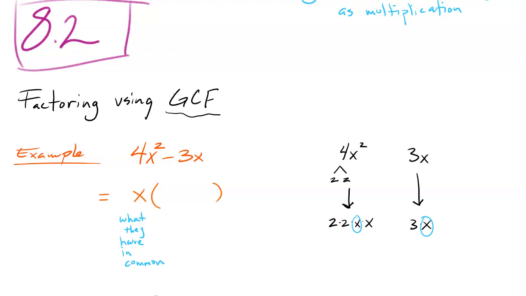In the parentheses, we're going to say what they don't have in common. So what they don't have in common is a 4x and a 3. And then there was a subtraction symbol, so I'll keep that there.